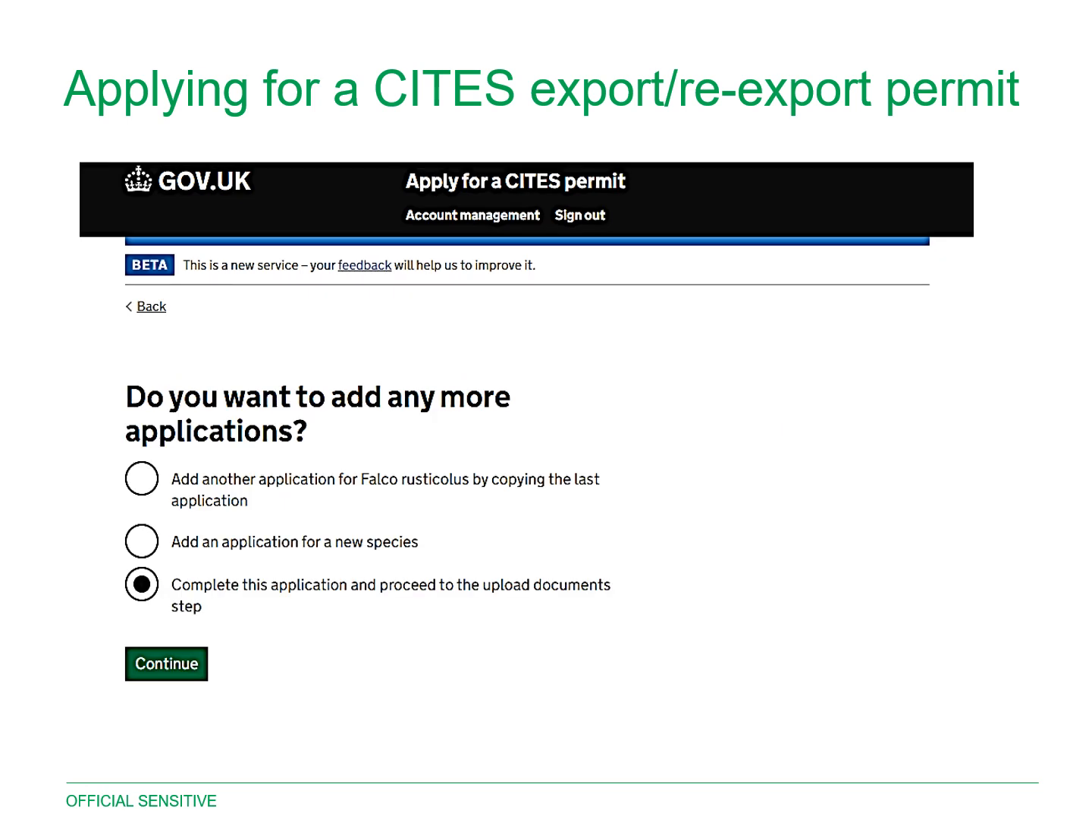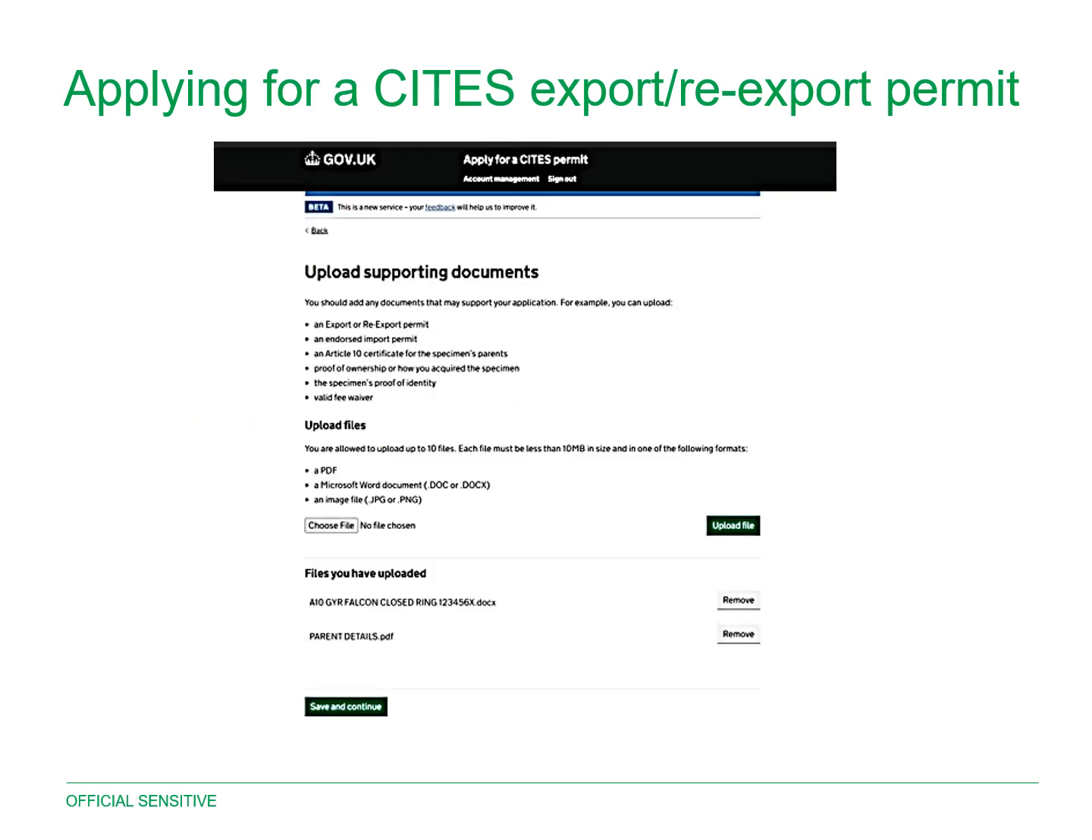The service will then give you another opportunity to add another application by copying the last application, add an application for a new species, or complete your application and proceed to the Upload Supporting Documents step. In this training video, we wish to complete the application for exporting one live GIR falcon and proceed to the next step. Click Continue. The service will then invite you to upload any documents in support of your application.